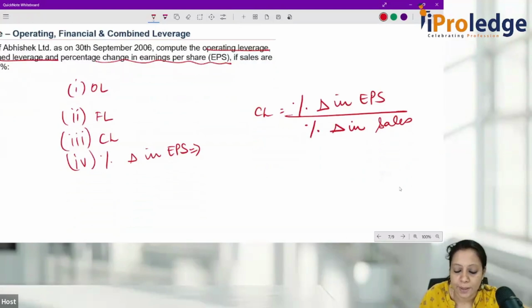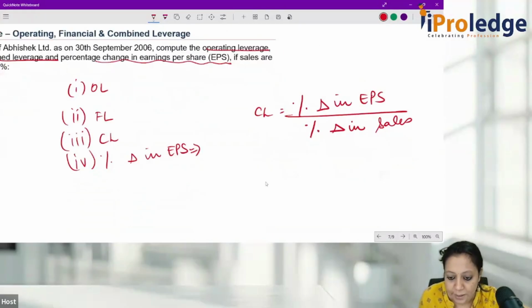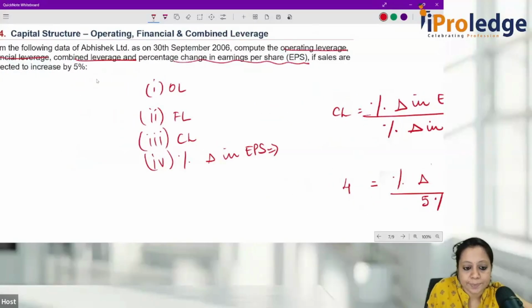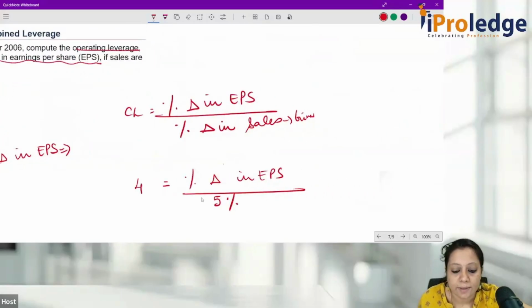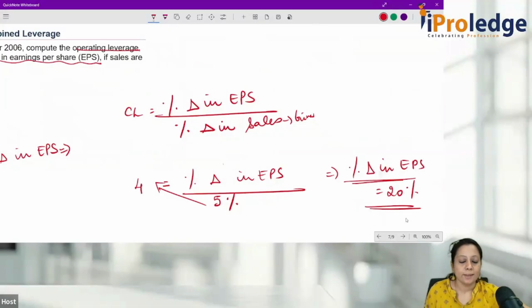Let us see how we need to do. So combined leverage, just now we found out, is 4 times. So 4 is equal to percentage change in EPS, which is what they want, divided by percentage change in sales, which is given to be 5%. When we cross multiply, we will get percentage change in EPS equal to 20%. That is the answer. So this is also done.